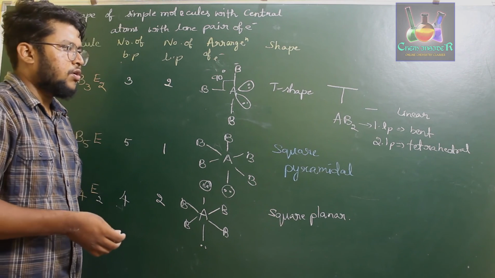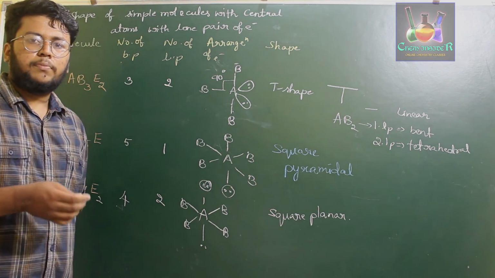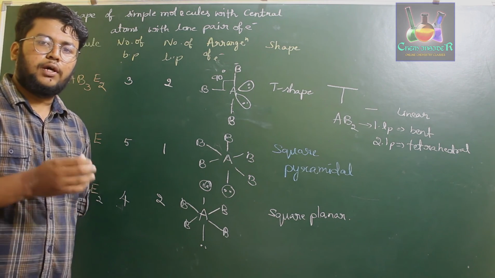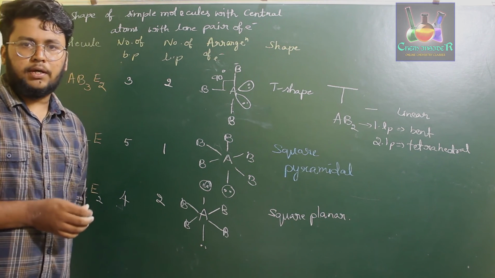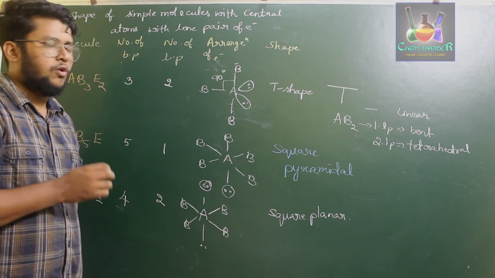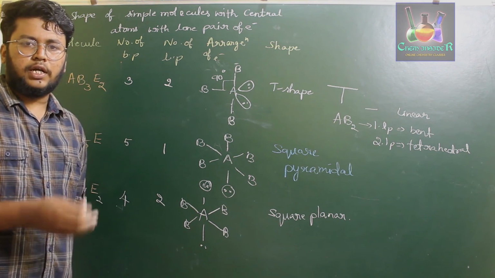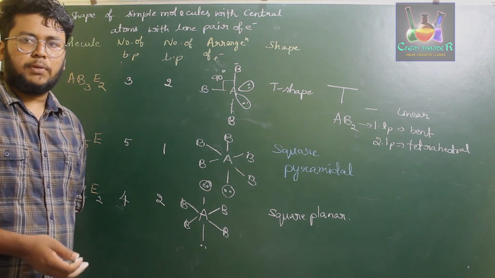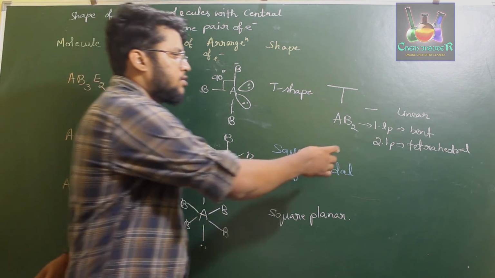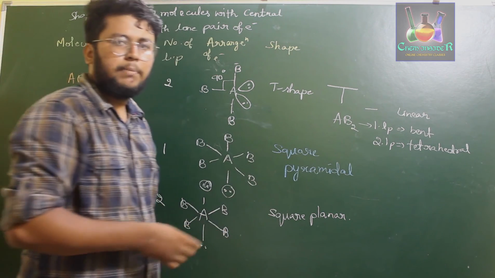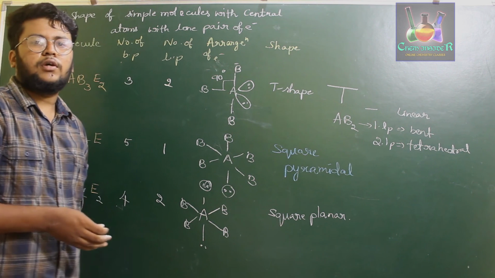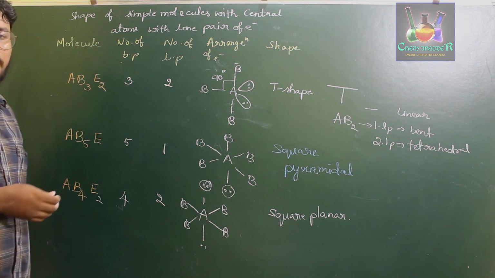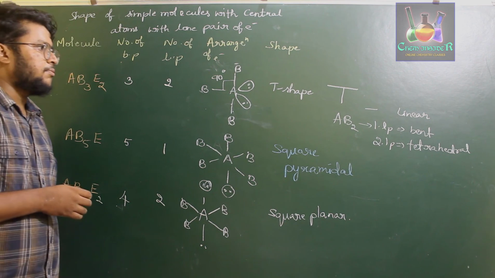Okay, the reason is that bond pair repulsion is much smaller than lone pair bond pair repulsion. Lone pair repulsion is much greater than lone pair bond pair repulsion, which is greater than bond pair repulsion. Therefore, the presence of lone pair electrons completely alters the geometry of certain molecules which have lone pairs of electrons on the central atom. Okay, this is all about the shapes.